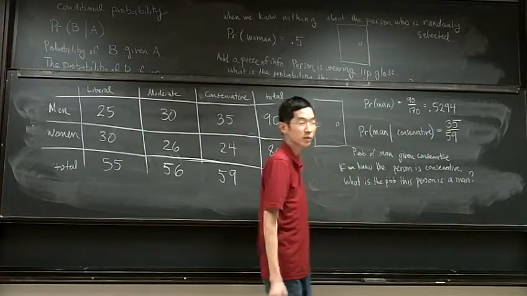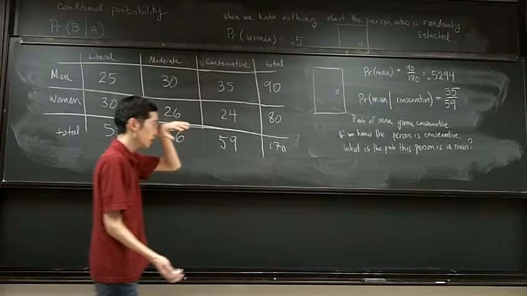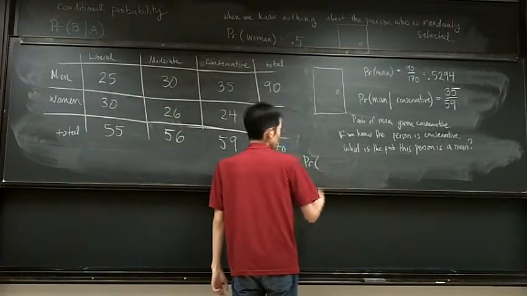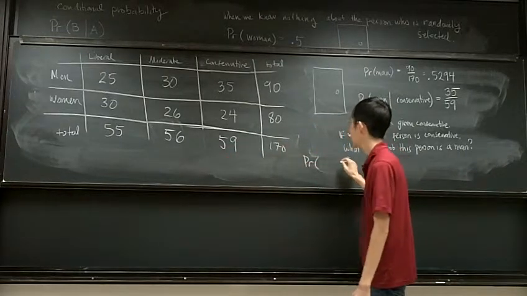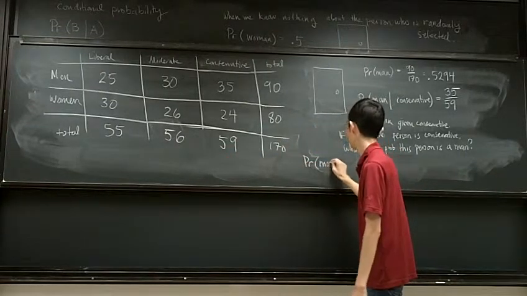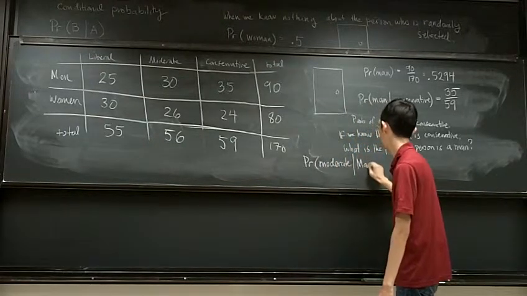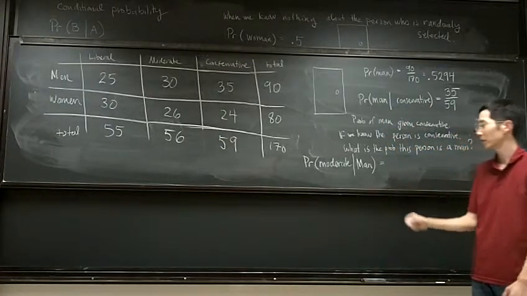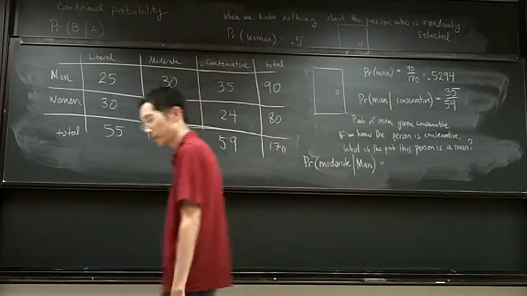Is that okay? Okay, so just a very quick check. Don't shout out the answer, but try to think of this, okay? Alright, if I tell you that someone is a man, what's the probability that this person is moderate? So moderate, given man. So write down an answer. Don't shout it out. We'll go over the answer in a moment.